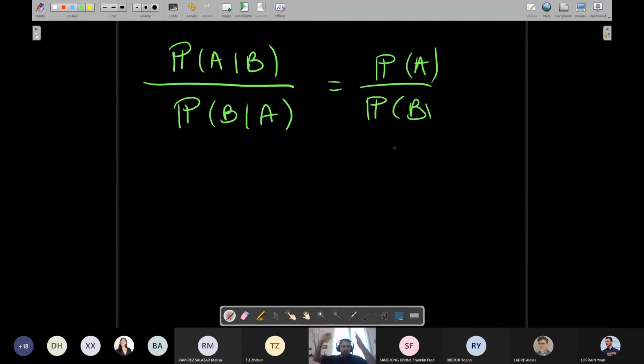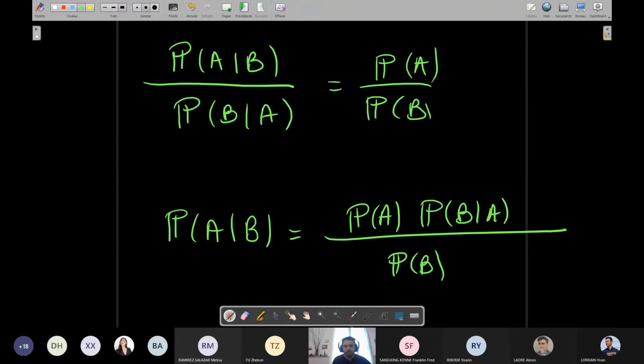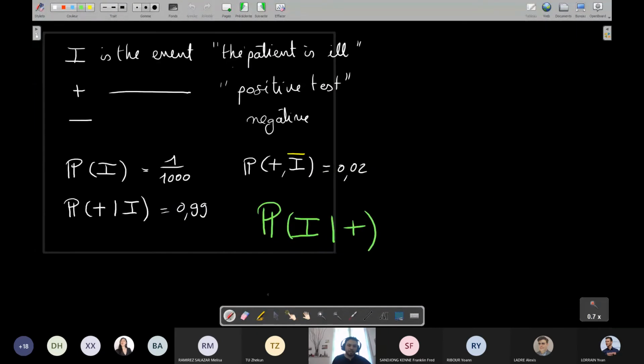It's symmetric, but in general, we use it when you pass the denominator to the right-hand side. So the probability of A given B is the probability of A times the probability of B given A divided by the probability of B. Okay? This is the formula that will be used in this case. Now I apply that formula here.